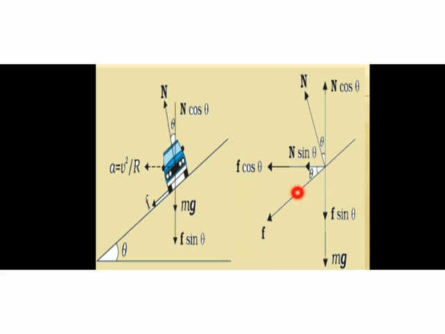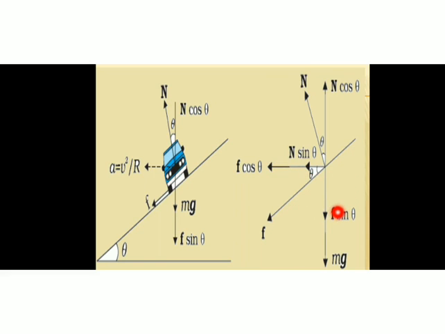Next, similarly we can resolve vector f. The component adjacent to theta is f cos theta, and this component is f sin theta. Also, by geometry of the figure, if this angle is theta, then this angle will be theta. And similarly, if this angle is theta, then this angle also will be theta. You can consider this case as alternate or opposite angles. If this angle is theta, then this angle also will be theta.